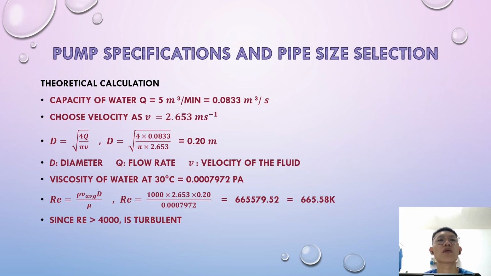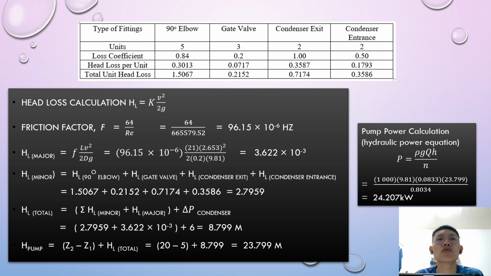So since the Reynolds number is bigger than 4000, we can conclude that the water flow in the pipe is turbulent. Next, we will go through the diagram given by the lecturer. We can see that they are given 5 units of 90 degree elbow, 3 units of gate valve, 2 units of condenser exit, and 2 units of condenser entrance.